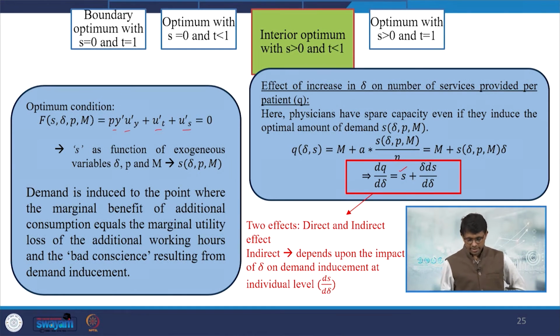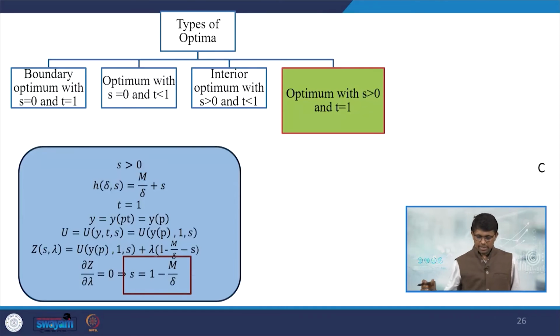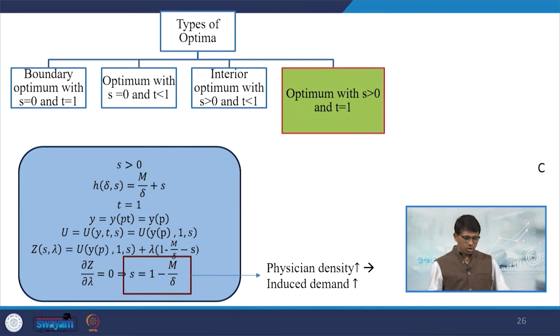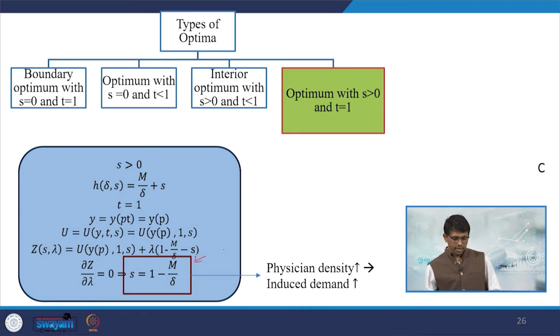So, there are two effects in this case, one is direct and the other is indirect effect. Indirect effect depends upon the impact of delta on demand inducement, at the level ds upon d delta. The last one, again, has certain boundary conditions, that T is used with the full capacity. So, in this case S is equal to 1 minus m upon delta.